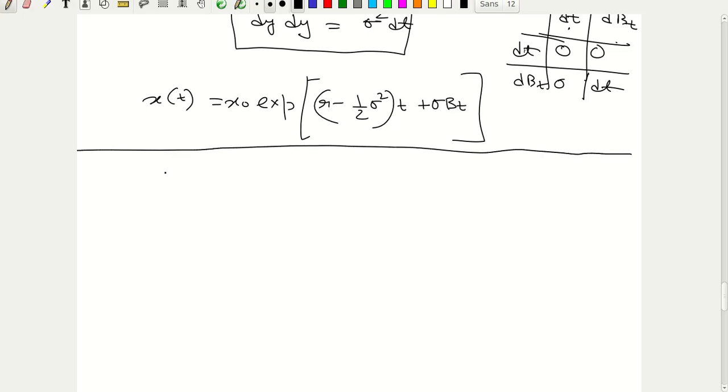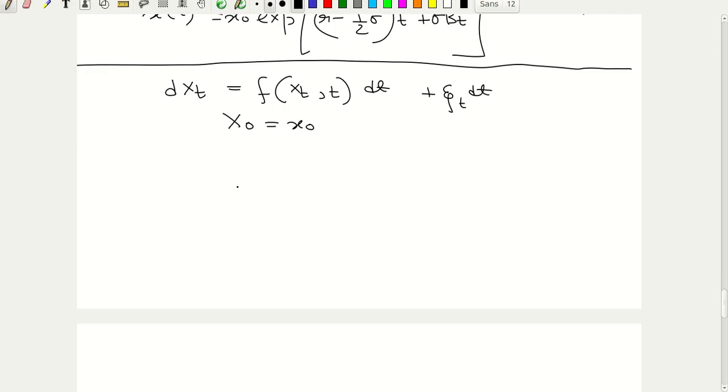So what is our equation? Our equation is dx of t equal to f of x of t comma t dt plus xi of t theta of t dW, which is the noise part. Now you have this initial condition. And if you write it numerically, what will happen? You can write it like this: x of t plus delta t minus x of t equal to f of x of t comma t times delta t plus the noise term.